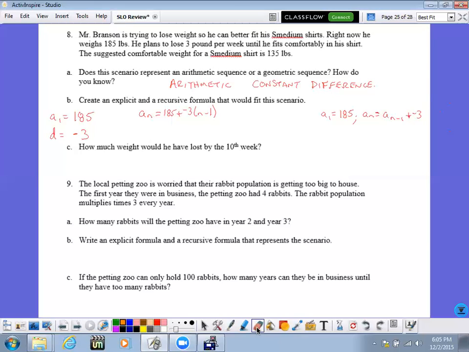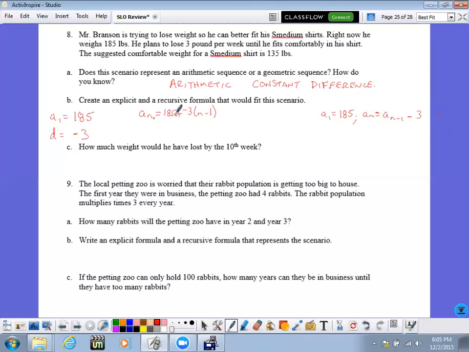Some of you freak out a little bit with that plus and negative, so I'm actually going to write it as just a sub n minus 1 minus 3. Remember, we talked about your math speak. You don't say Mer Branson, you say Mr. Branson. So if I read this, my first term is 185. The term I'm looking for is going to be equal to the previous term minus 3. So that's how you read that.